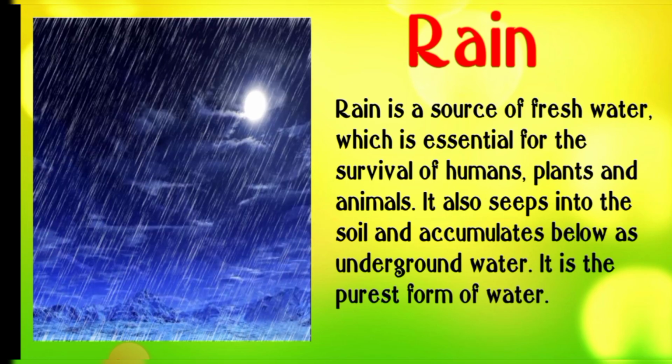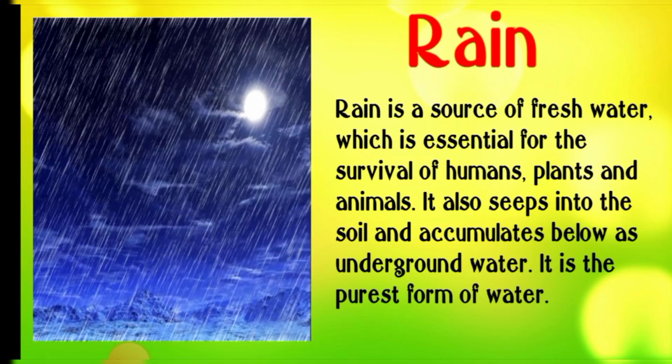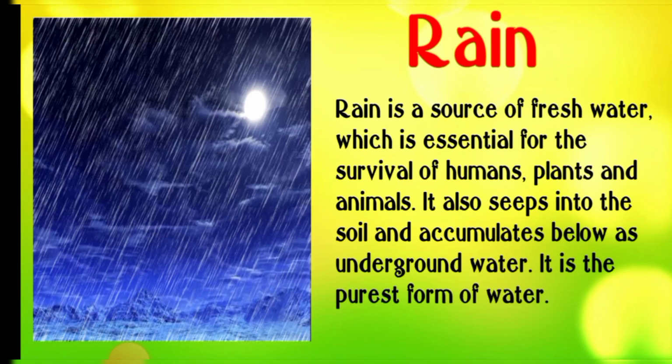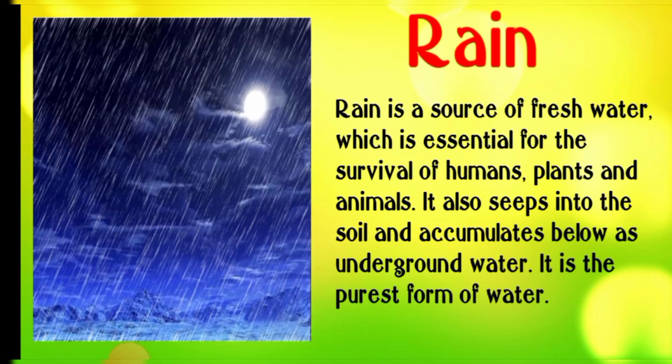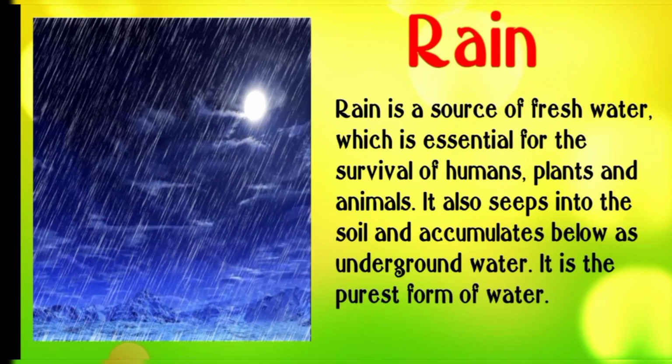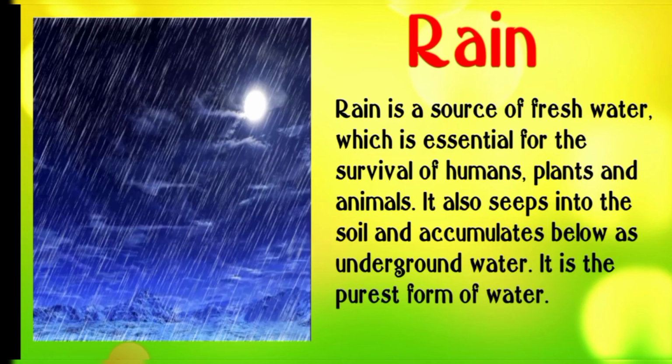A very important source of water is rain. Rain is a source of fresh water, which is essential for the survival of humans, plants, and animals. It also seeps into the soil and accumulates below as underground water. Do you know, my dear kids, it is the purest form of water on earth.